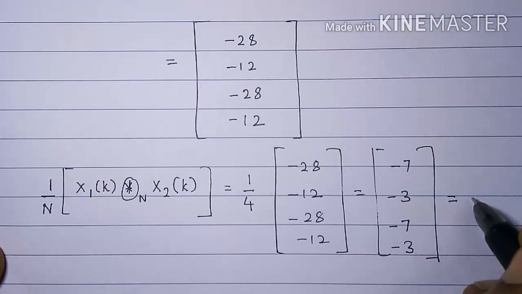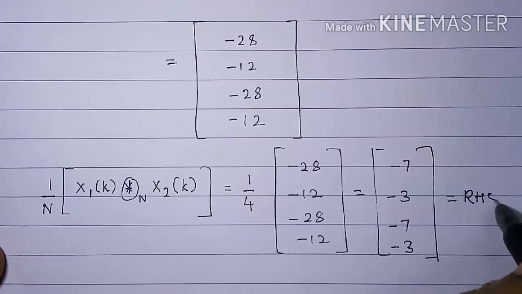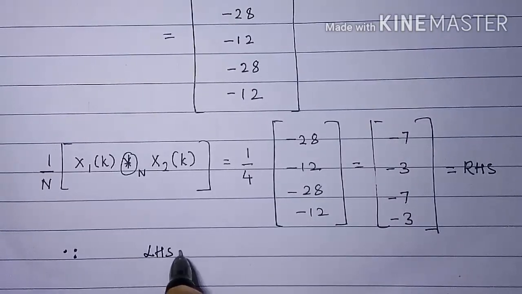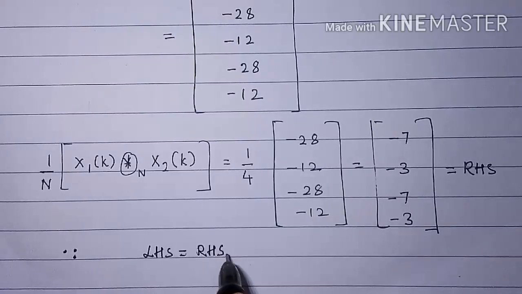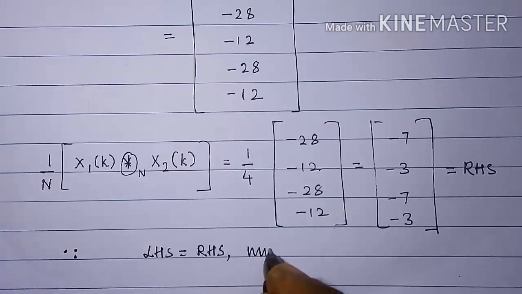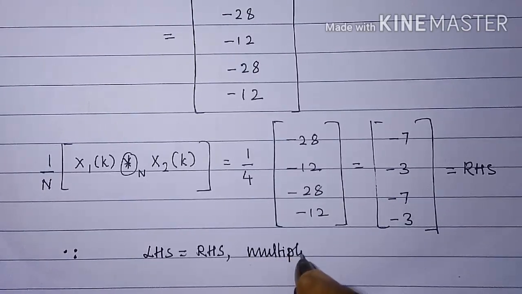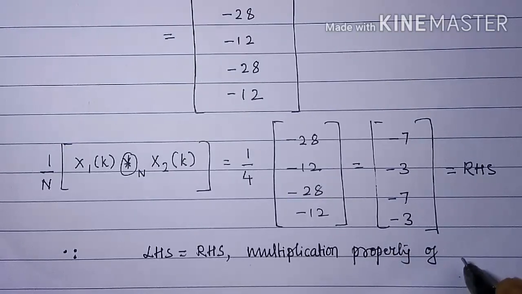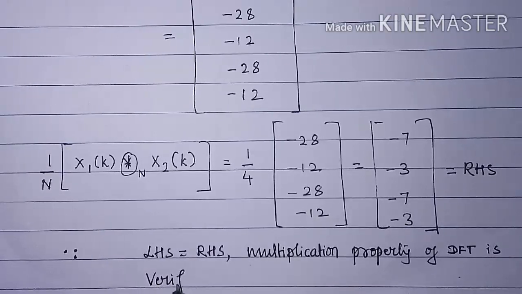Now this is RHS. Since LHS is equal to RHS, multiplication property of DFT is verified.